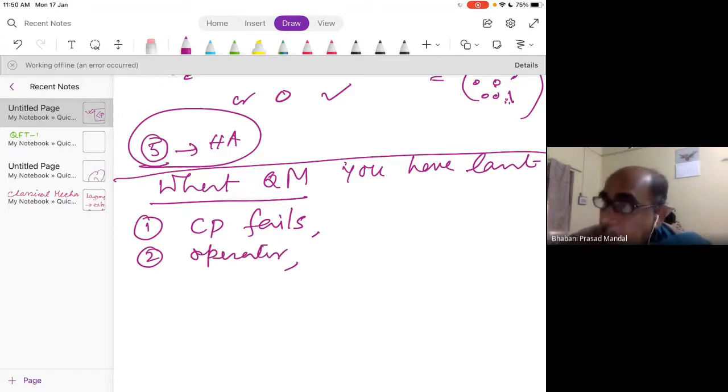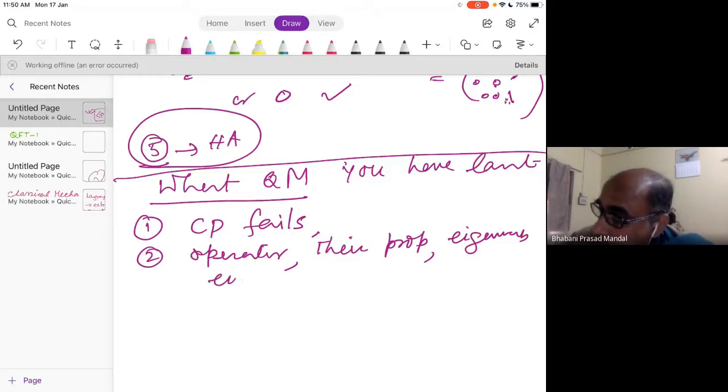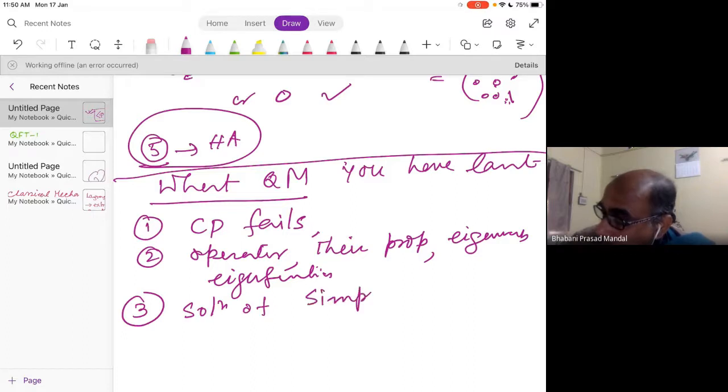Second thing is the operators. Have you proved the time reversal operator is antilinear? So linear Hermitian operators, their properties, eigenvalues, eigenfunctions, operators, how to find. This you should learn. I'm assuming that you have learned. Third, solution of simple 1D problem. That means box, well, then simple harmonic oscillator.